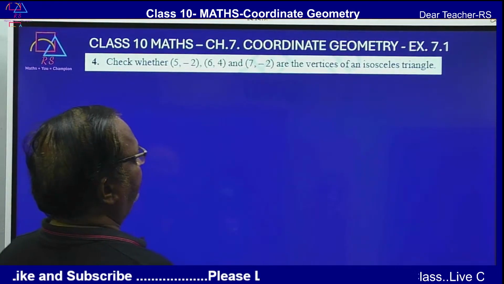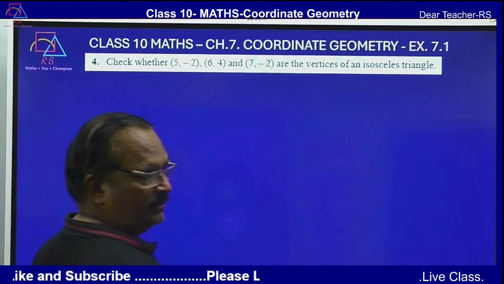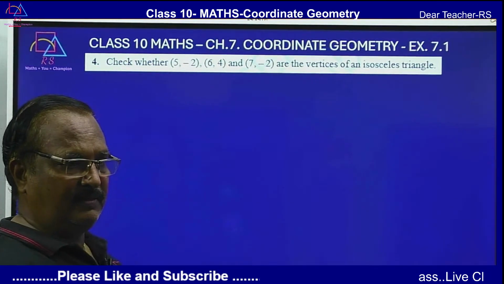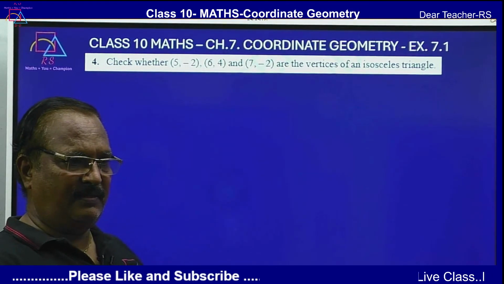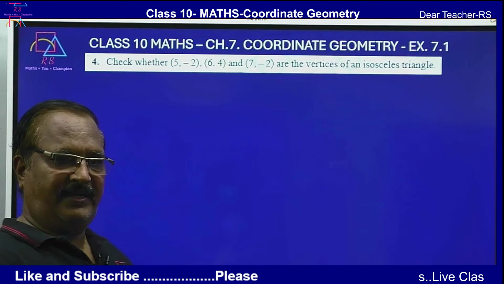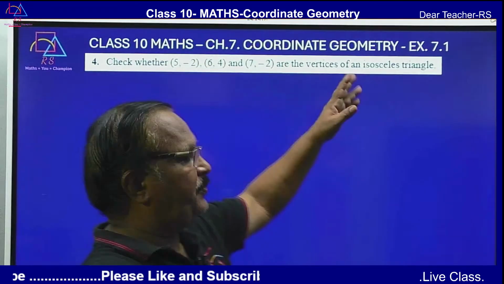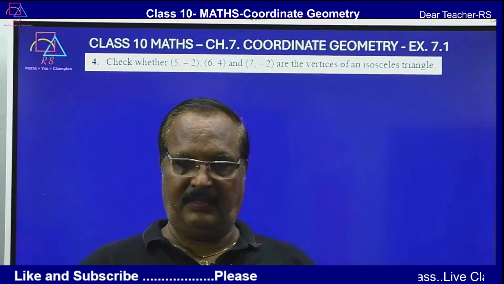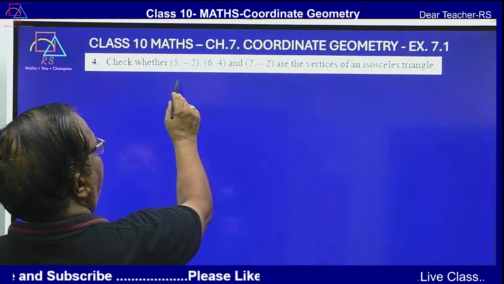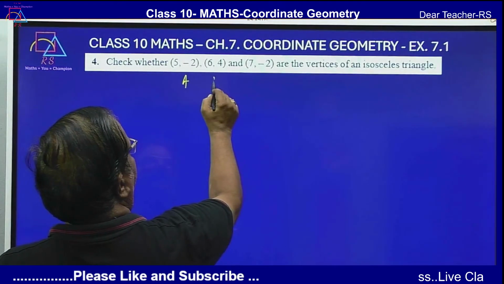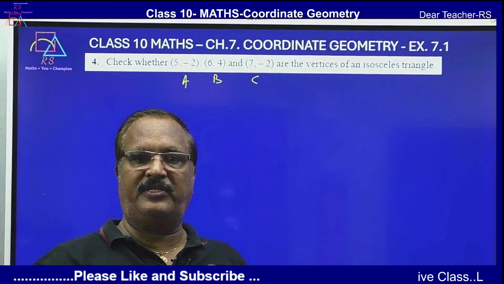Question number 4. So this is the 4th question of exercise 7.1. Okay. So now check whether these 3 points A, B, C are the vertices of an isosceles triangle or not.